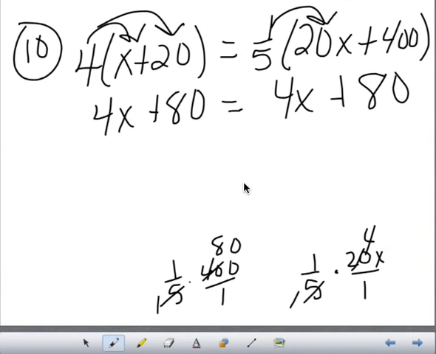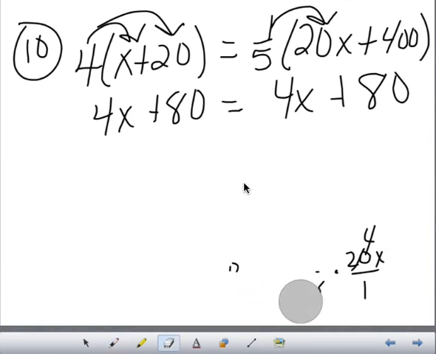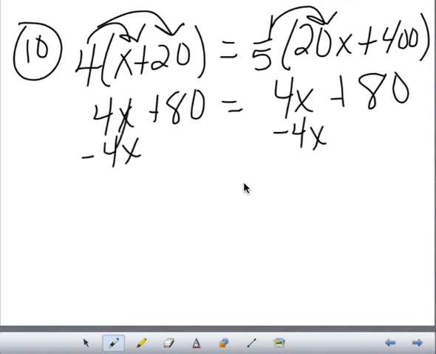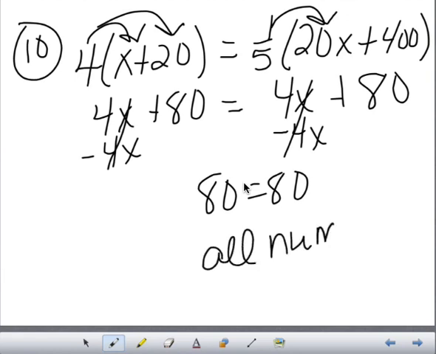Plus 80. All right, bells should be kind of going off in your head right now when you're looking at that, because why? It's exactly the same on both sides. But let's say you don't notice that. You can go ahead, get my x's together, and I get 80 is equal to 80. Isn't that always going to be true? Isn't 80 always going to equal 80? Yes, so my answer would be all numbers. All numbers work. Any real number will work to make that a true sentence.